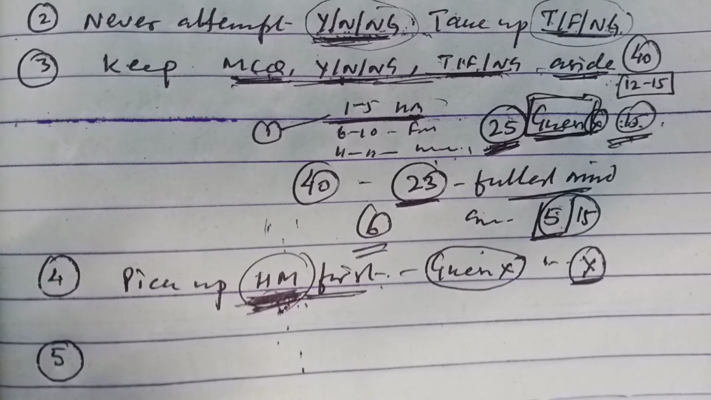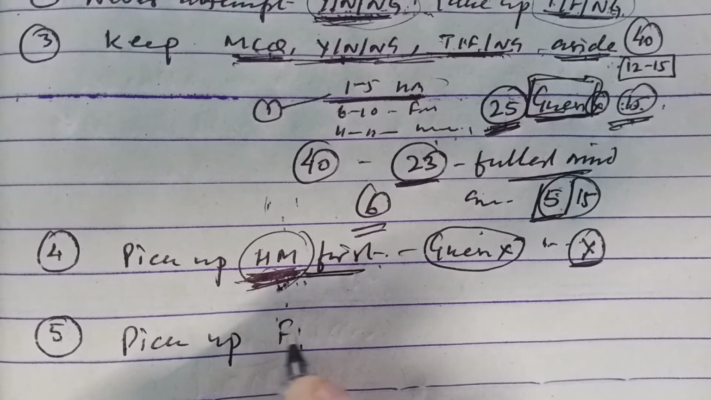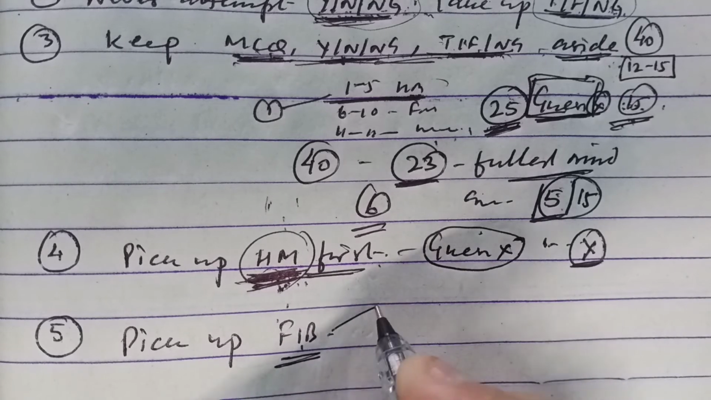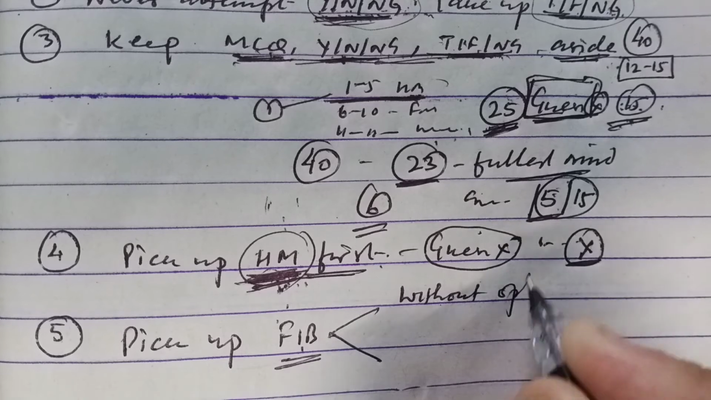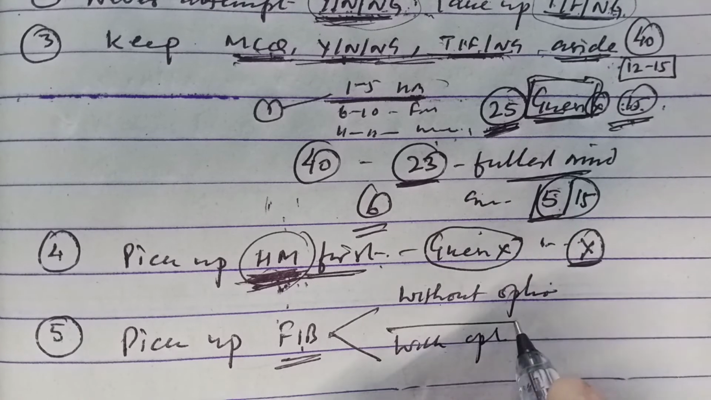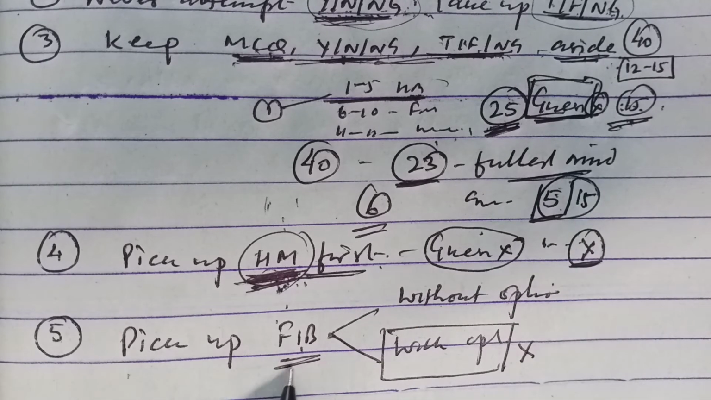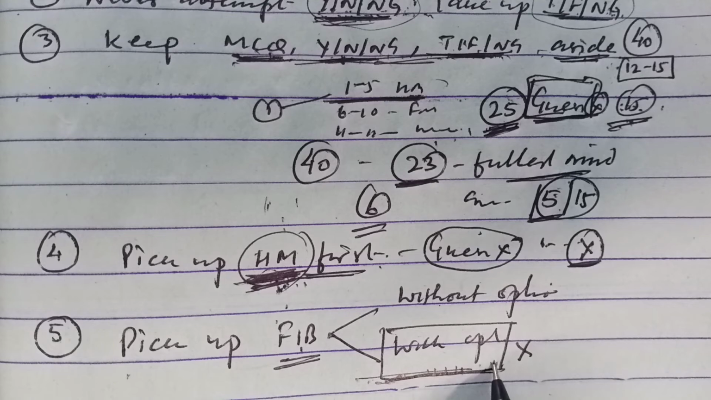The last one is, pick up filling the blanks. Now we have 2 types of filling the blanks. One is without option, and second is with option. For God's sake, please do not pick up the filling the blanks with the option in the first go. Please stop it. Please don't do it. It will take a lot of your time, right?